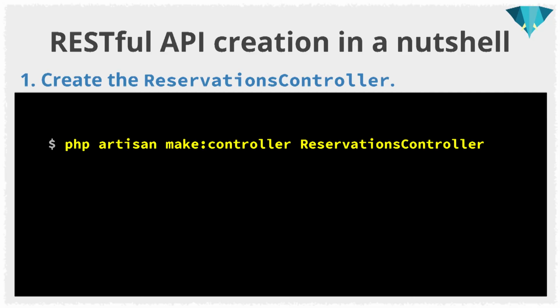Now, since we've displayed the room that we want to reserve, we need to create a reservations controller that will interact with our reservations backend. Once again, it can't be any simpler: php artisan make:controller, and this will create our reservations controller.